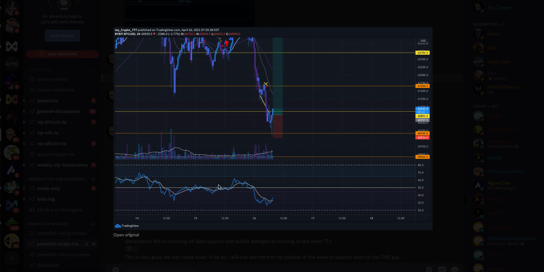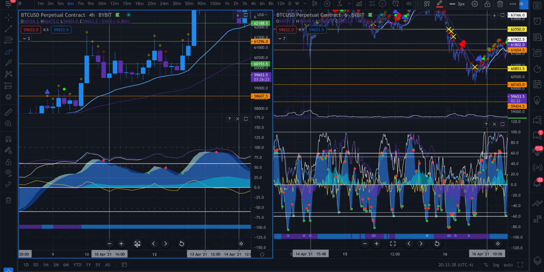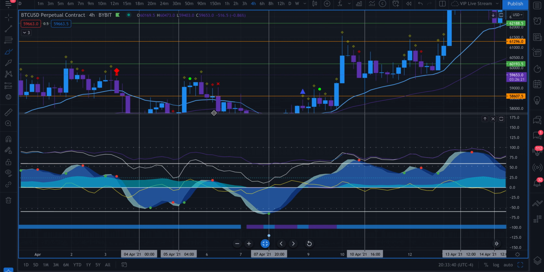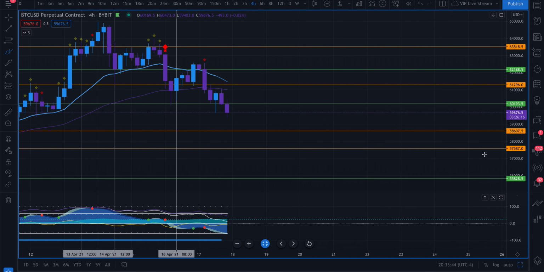Just yesterday at 8 in the morning, I longed this right here. I was a little late on my entry because I couldn't get to my ByBit account in time, but it was still a pretty good entry. I went long at about 8 in the morning. If we take a look at the chart, we can see on the 4-hour that it was right here. This was a super nice trade. I probably entered right around here.